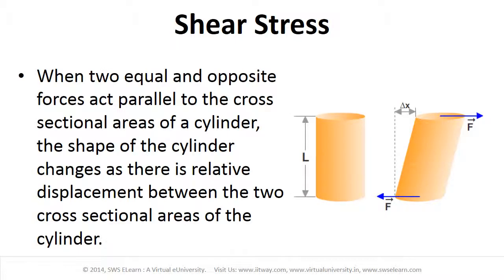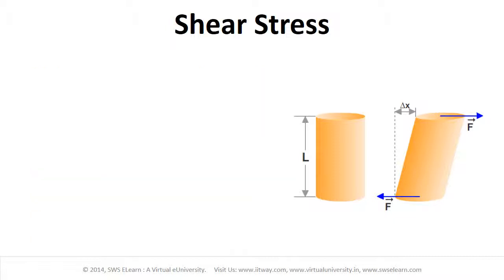When two equal and opposite forces act parallel to the cross-sectional areas of a cylinder, the shape of the cylinder changes as there is relative displacement between the two cross-sectional areas of the cylinder. This is very similar to the situation where we might deform a pack of cards or a book.